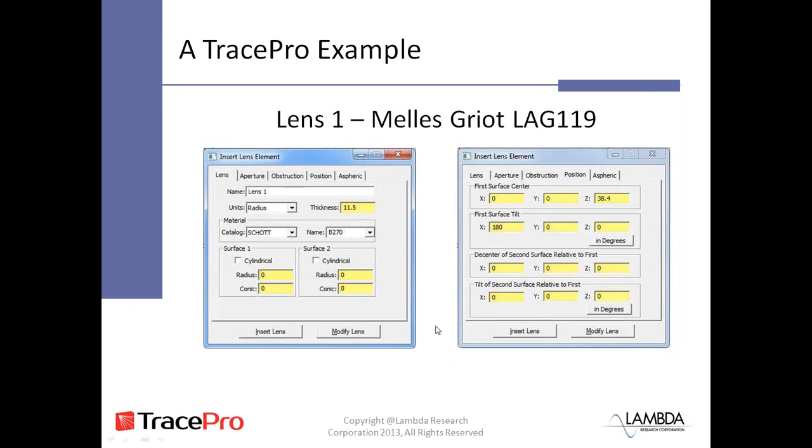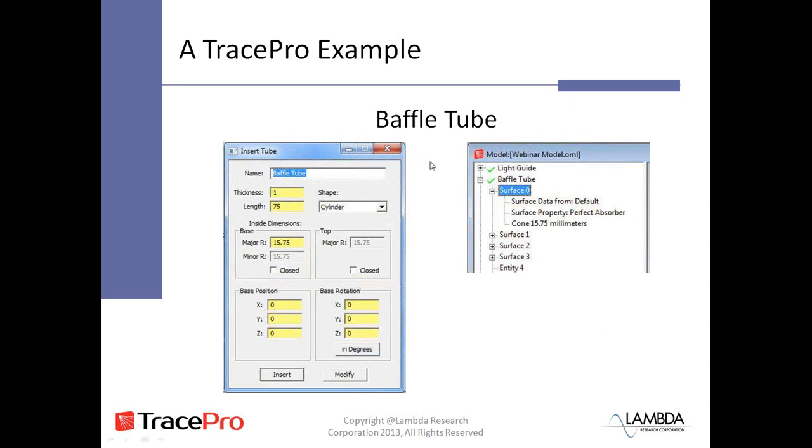But here, if you download these slides for future reference, here's the information on everything I did there. Here's lens 1, the Melles Griot LAG119, the thickness. This is the information that actually comes in with the lens from the catalog. But here's my position and rotation. Same thing for lens number 2. Basically the same. It's the same lens, just a different position, a different rotation. My baffle tube here, steps for making that, as well as we can see here in the model tree, it has a perfect absorber property applied.